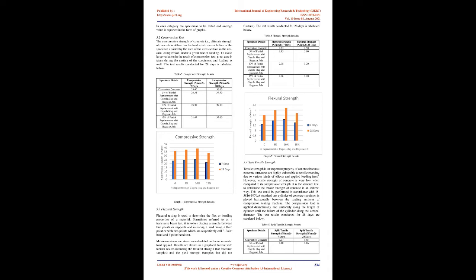Bagasse ash. Bagasse is a byproduct from sugar industries which is burned to generate power required for different activities in the factory. The burning of bagasse leaves bagasse ash as a waste, which has a pozzolanic property that would potentially be used as a cement replacement material.